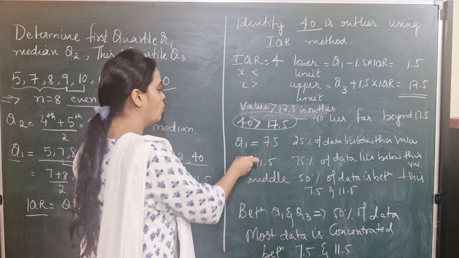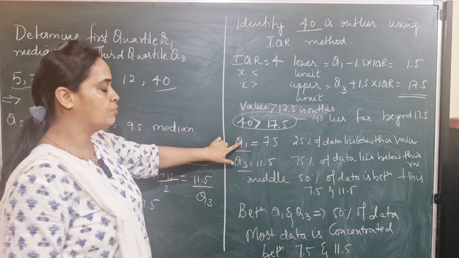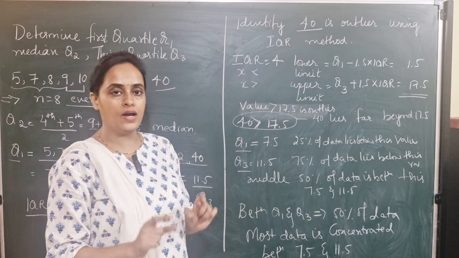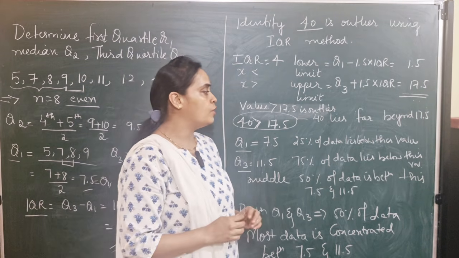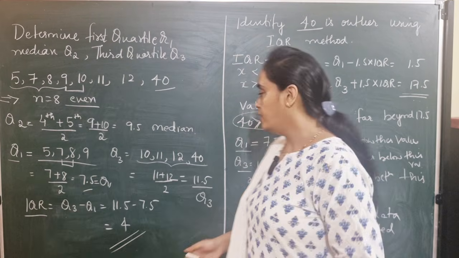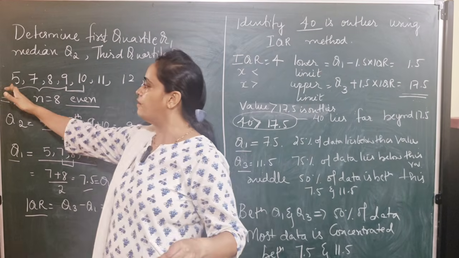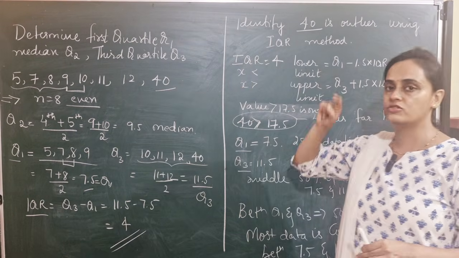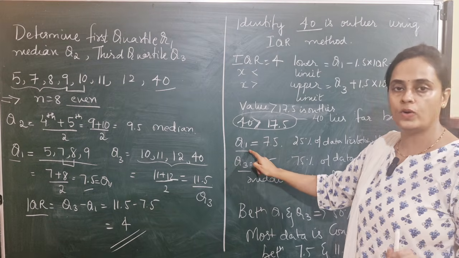Next we should understand what Q1 and Q3 actually indicate. From here we got Q1 as 7.5 and Q3 as 11.5. What is Q1? The first quartile indicates that in the total given data set, 25% of the data lies within this value. Now you can see the data. If our limit for Q1 is 7.5, 5 and 7 lie within this range. Therefore, seeing the data set also, we can observe 25% of the data falls under the quartile Q1.